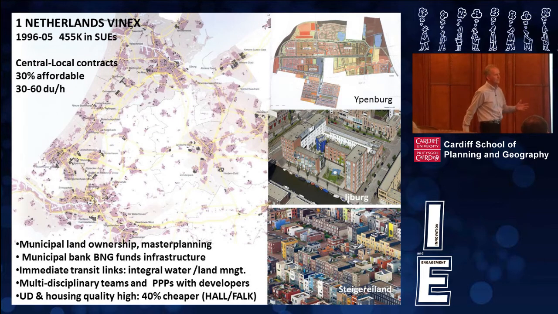So, you know, this is Epenburg, large series of subdivisions. This is Iberg, the center of Iberg, which is high density, mix of social housing and private housing.